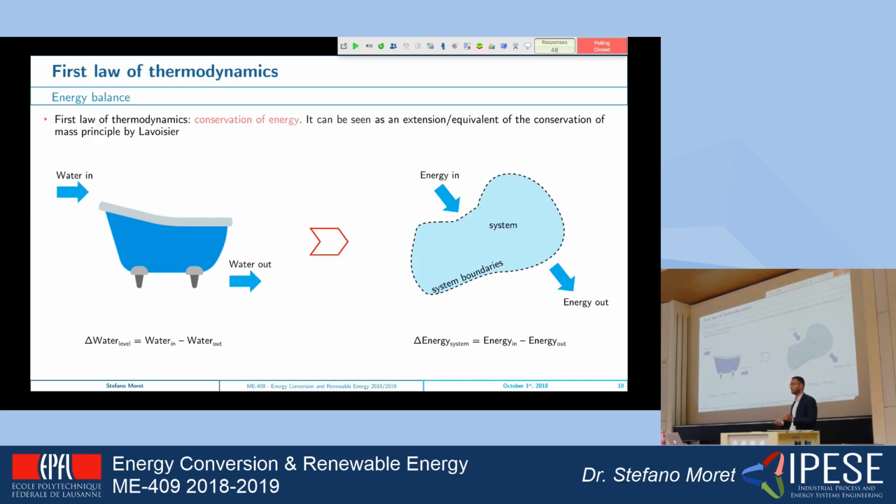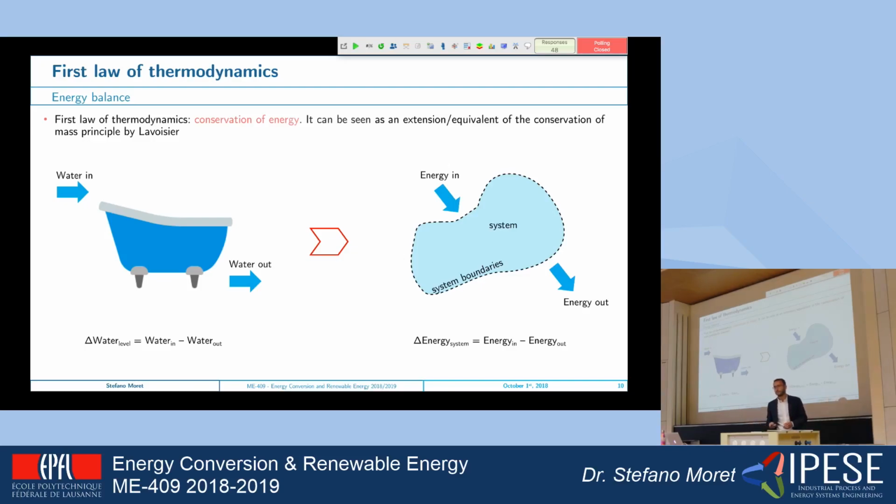If you want to think of it in a very simple way, as in a bathtub, the level of water is the difference between how much water comes in and how much water you take out. Similarly, the first principle of thermodynamics, in a very simple way, tells us that the delta of internal energy of a system is the difference between how much energy we give to the system and how much energy we get from the system.